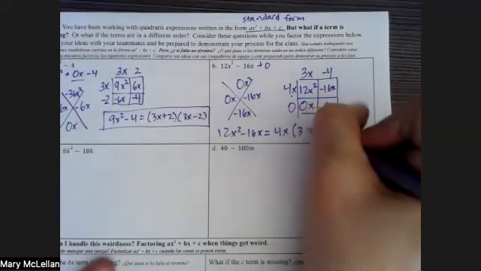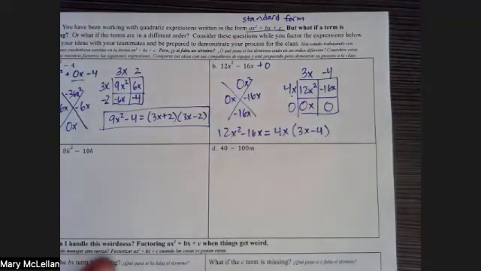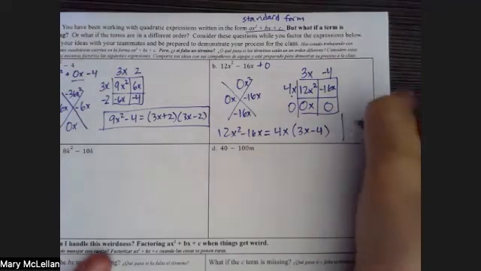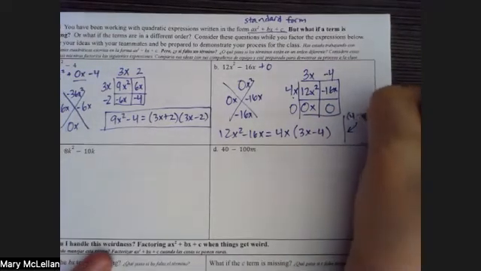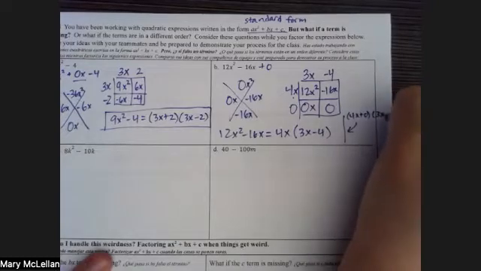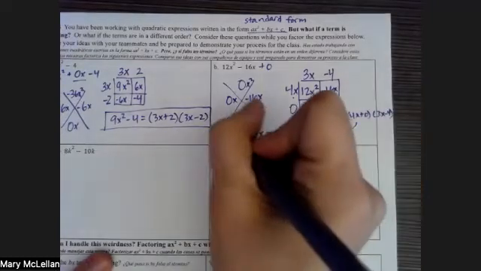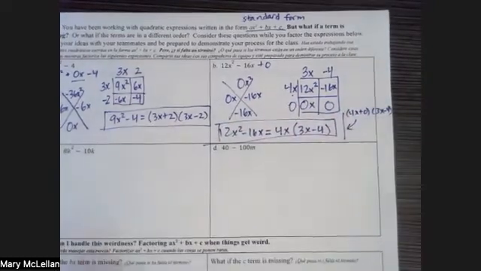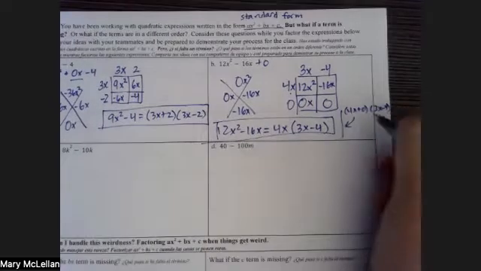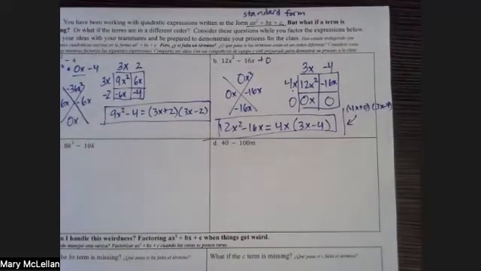4x times 3x minus 4. If you really want to follow the format, you could also have written that as 4x plus 0 times 3x minus 4. But that 0 is not necessary, and I'm not going to include it in my version of the answer. Okay, ready? Next problem.